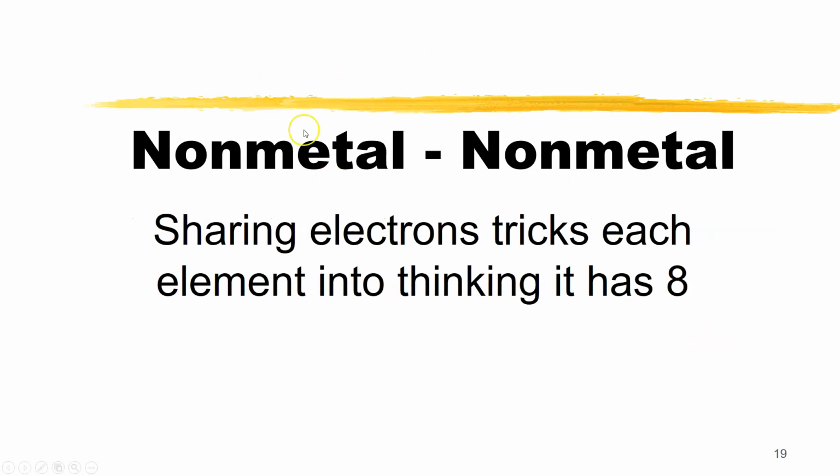We end up typically with nonmetals and nonmetals. The atoms are going to share their electrons, which tricks the elements into thinking they each have 8. There are not enough electrons to go around to have a full shell for everything. But because they're sharing the electrons, they each feel like they have a full shell.